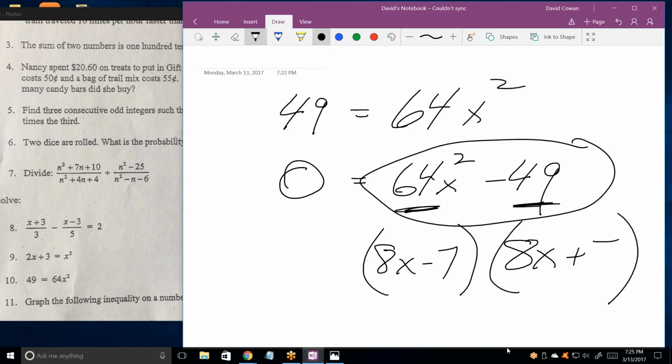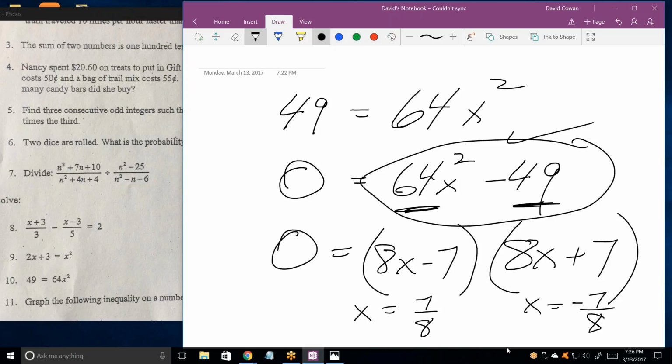And notice that now when I solve it, I get x equals plus 7/8 and x equals minus 7/8. So when I do it this method, I don't even give myself a chance to make the mistake that is easily made doing it the other way. In other words, I automatically get the plus and the minus solutions.